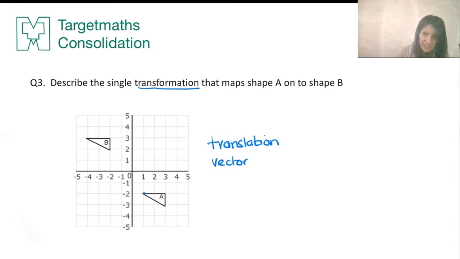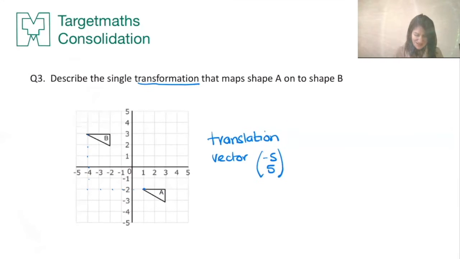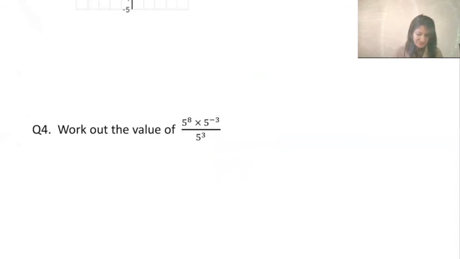So I'm going to use this corner here. 1, 2, 3, 4, 5 back. So -5. 1, 2, 3, 4, 5 up. So +5. Get those brackets in and job done. Okay, your next question. Hit pause, press play when you're ready.